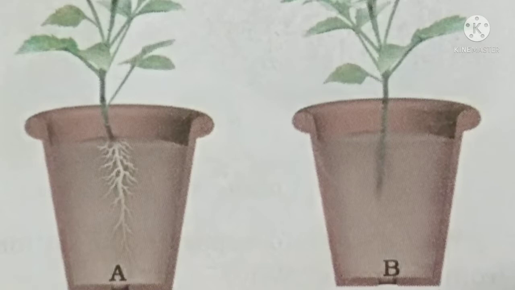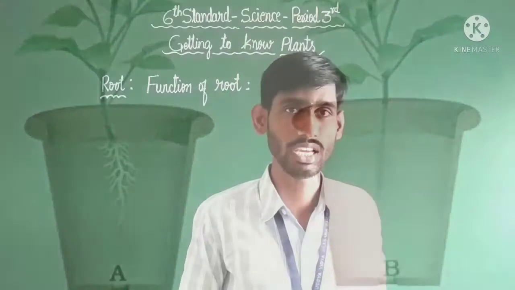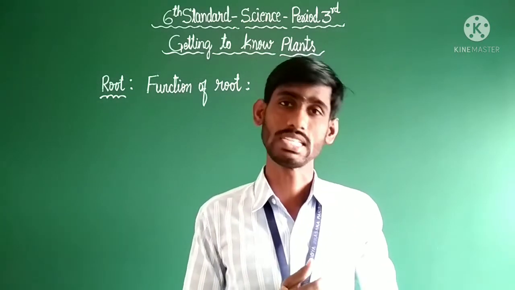But what is going on here? We are watering pot A and also pot B every day at the exact time, although the pot B plant is not growing very well. So finally we came to know that the root helps a lot, because the root absorbs water and minerals and passes them to all parts of the plant body. This is what we noticed with the help of the given activity, activity number 6.